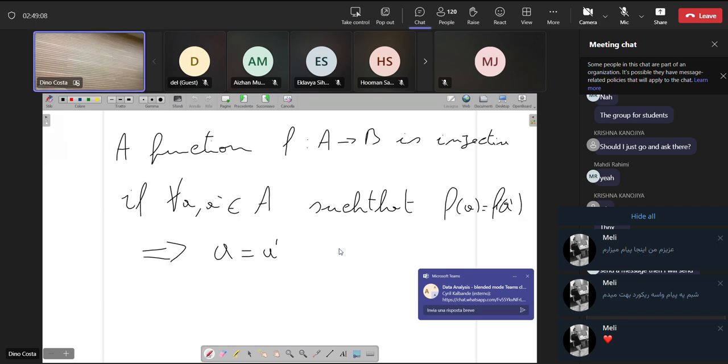So now we go back to the definition. Now that we know the picture, we can really understand it. We have a function from A to B, where A and B can be distinct. For all A and A prime in A, such that they go to the same element, then necessarily A and A prime are equal.